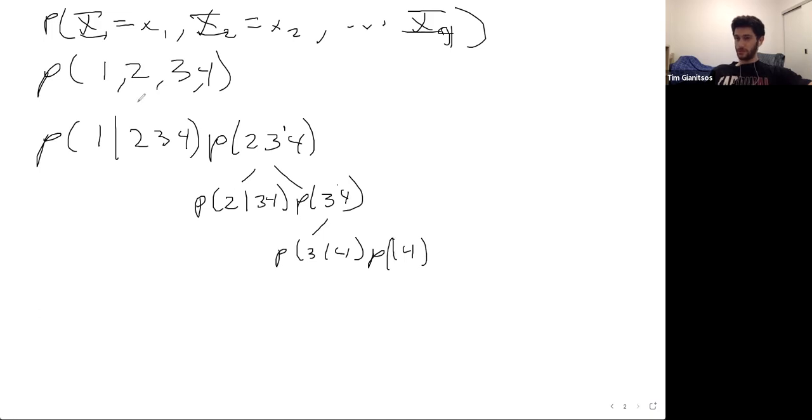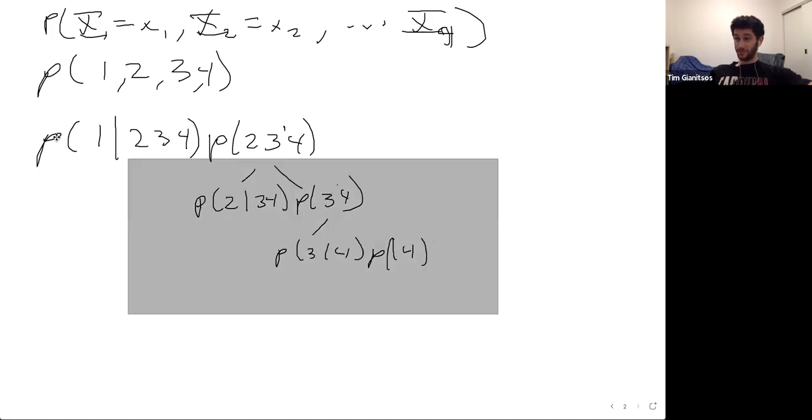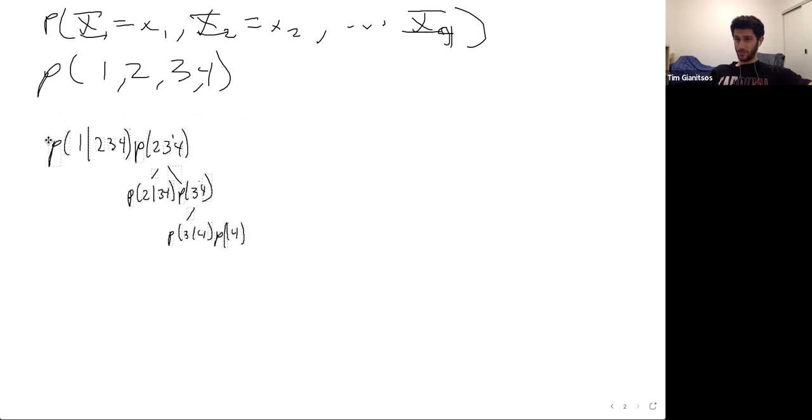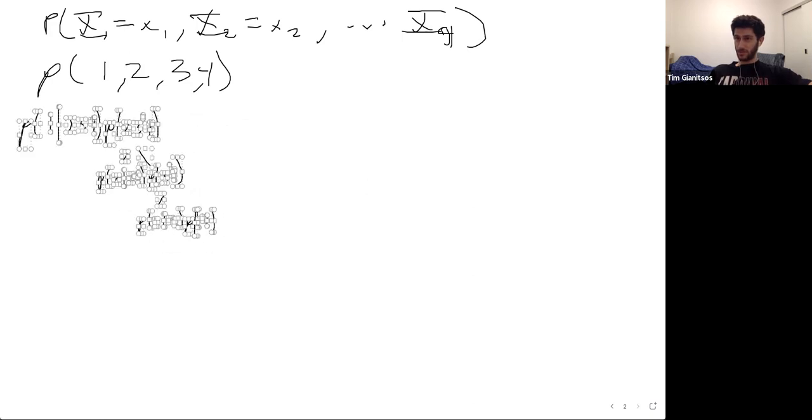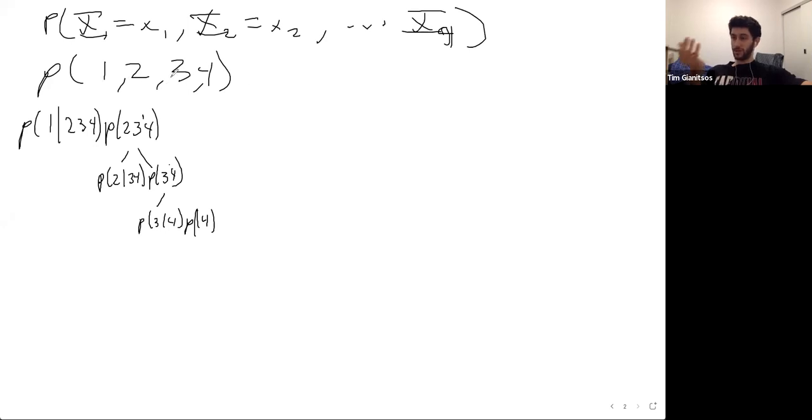But notice that I could have split it up a different way. The nice thing about the chain rule is that, since this is asking about the intersection of all these different events, the probability of x1 and x2 and x3 and x4, you can move the operators around. This is really just the same thing as 3, 2, 4, 1. You could do it that way.